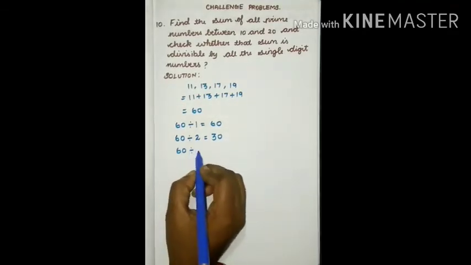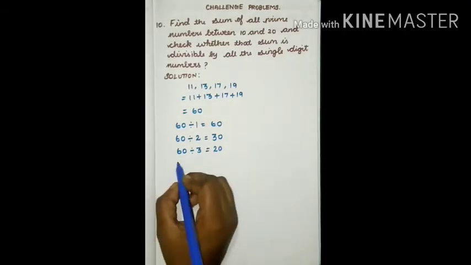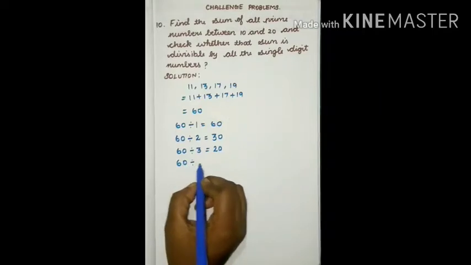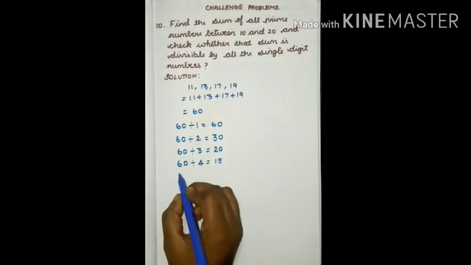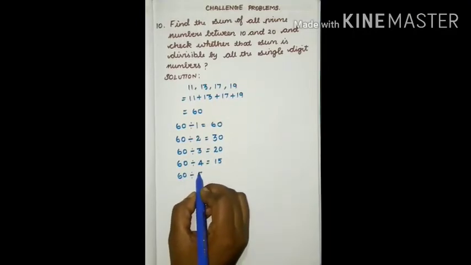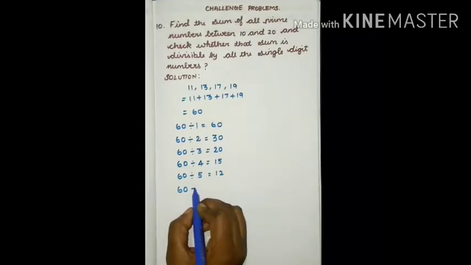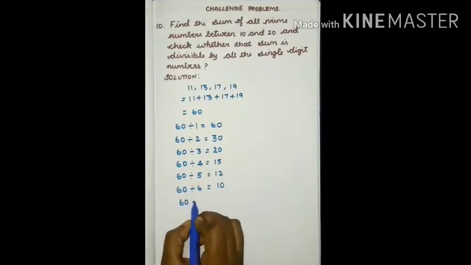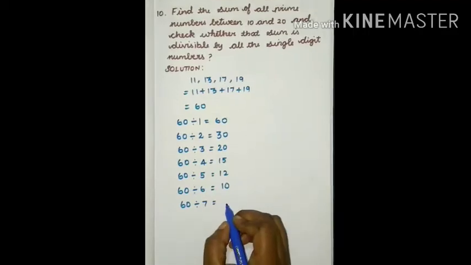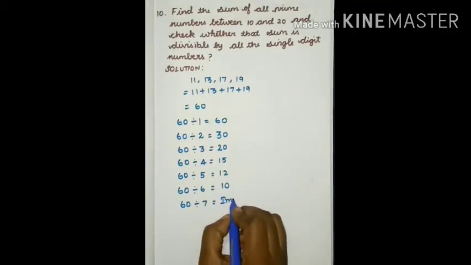60 divided by 3. 60 divided by 3 is 20. 60 divided by 4 is 15. 60 divided by 5 is 12. 60 divided by 6 is 10. 60 divided by 7. 60 is not completely divisible by 7. So it is impossible.